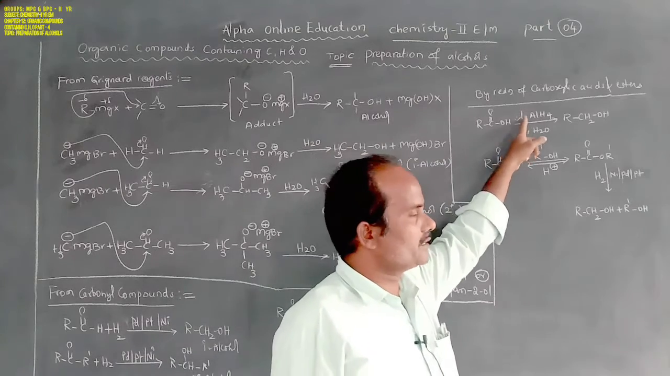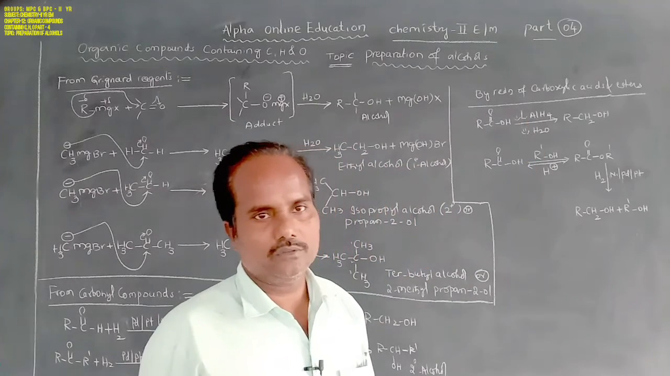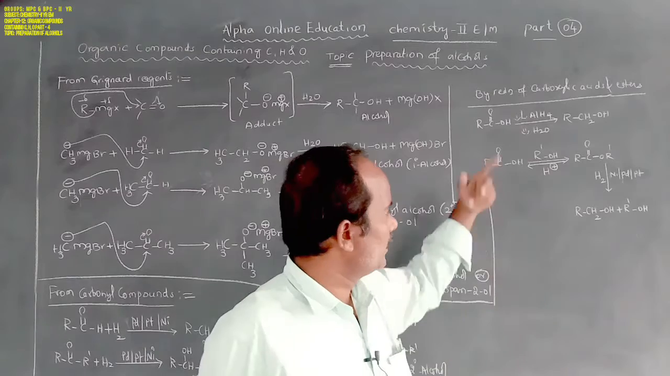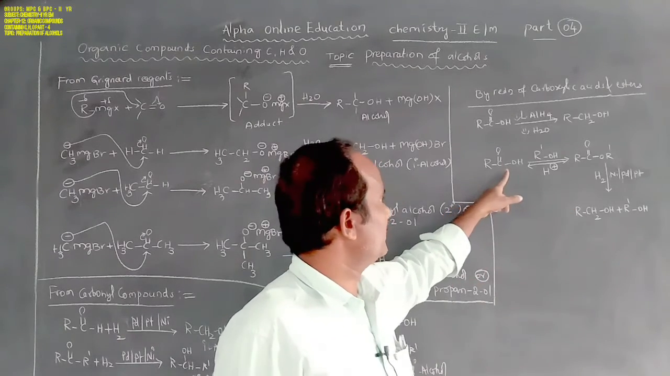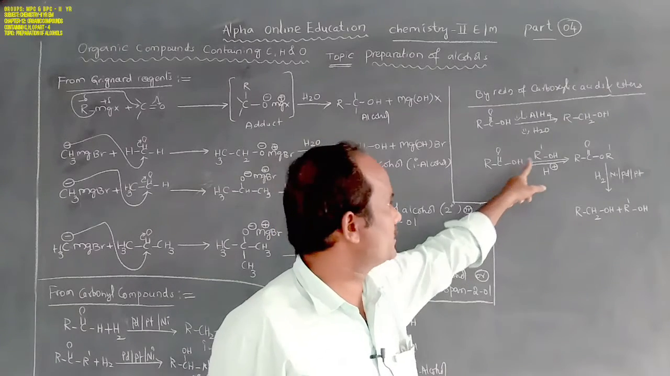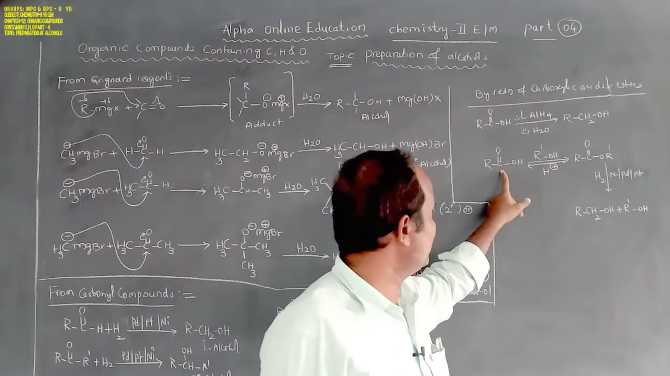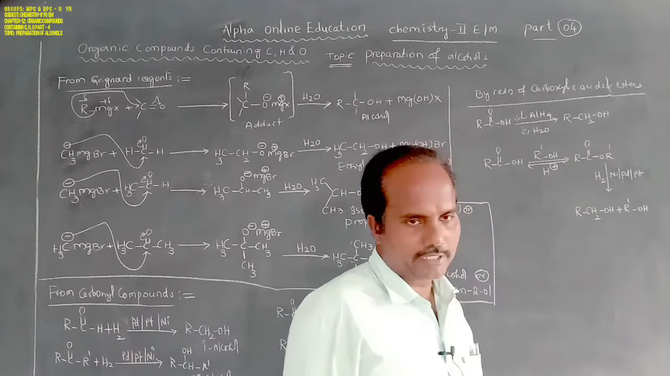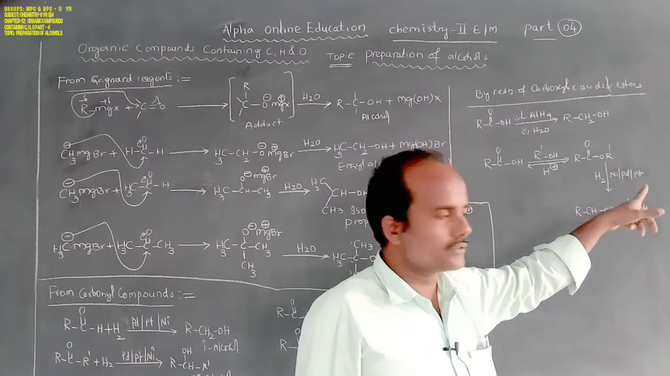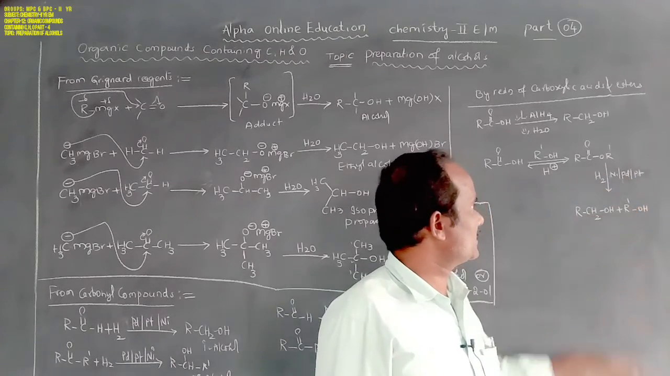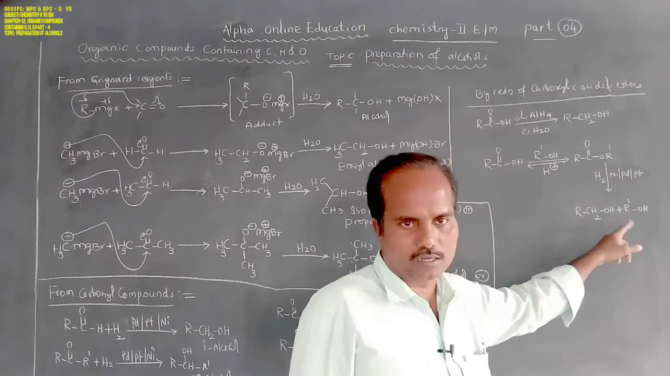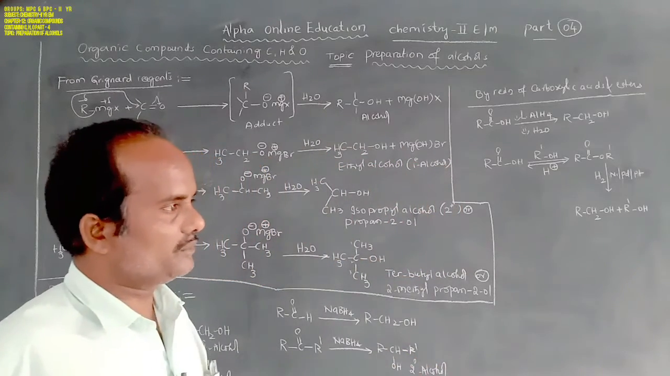But lithium aluminum hydride is somewhat expensive, so in order to convert carboxylic acids into alcohols, first these carboxylic acids are converted into esters by interaction with alcohols in an acidic medium. When these esters undergo catalytic hydrogenation in the presence of nickel or palladium or platinum, alcohols are formed.